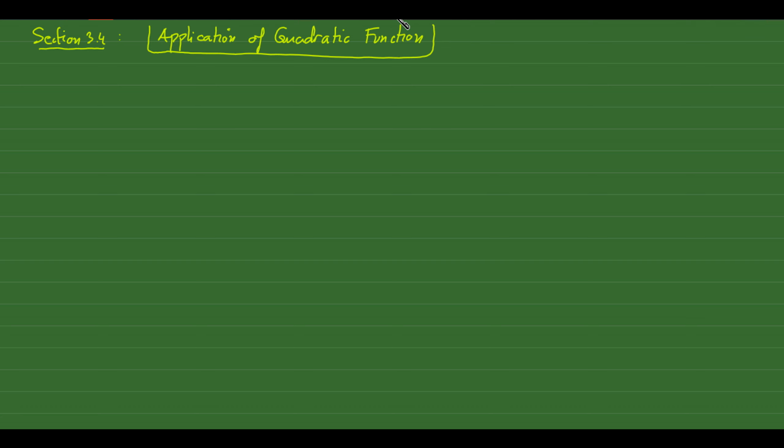One of the most important applications of quadratic function in physics is used to portray the motion, the projectile motion. So I'm going to give you an example related to projectile motion and how to answer a question in projectile motion. Okay, so we're going to go straight to the example.